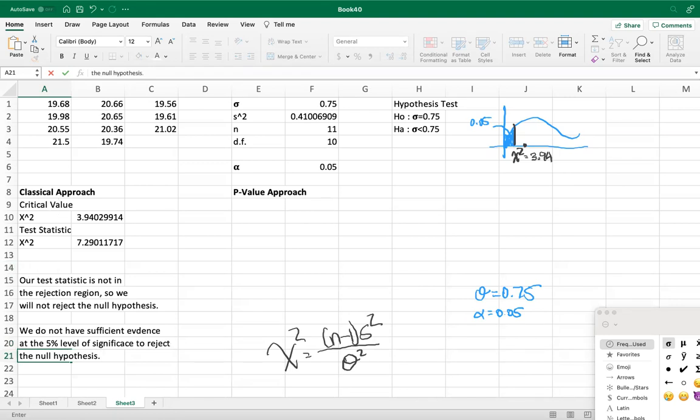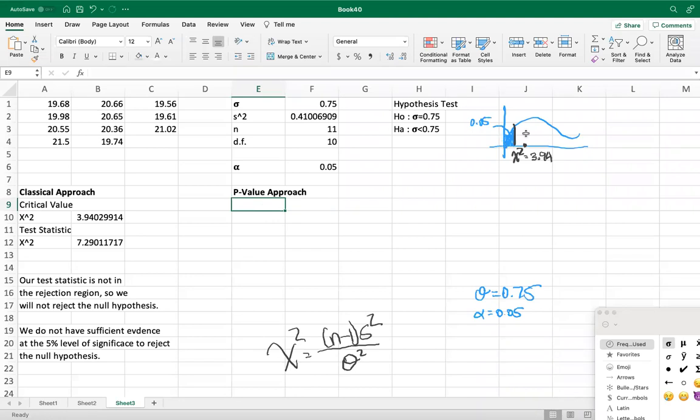All right, so that's our classical approach. We don't have sufficient evidence to reject anything, so we can't make that conclusion. All right, so we have that. Next, let's look at our p-value approach. Let's see what that probability of falling into that category is.